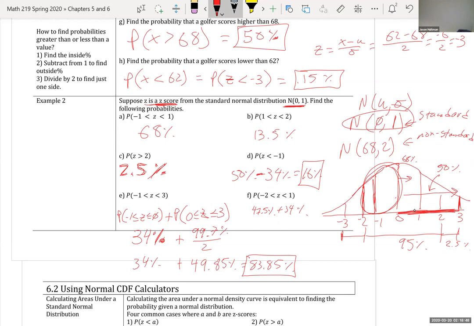Okay, so this total is 81.5%. So we have this, which was 34%, and we have this over here, which is half of 95, which is 47.5%. We add the two together and we get all the percent between -2 and 1.